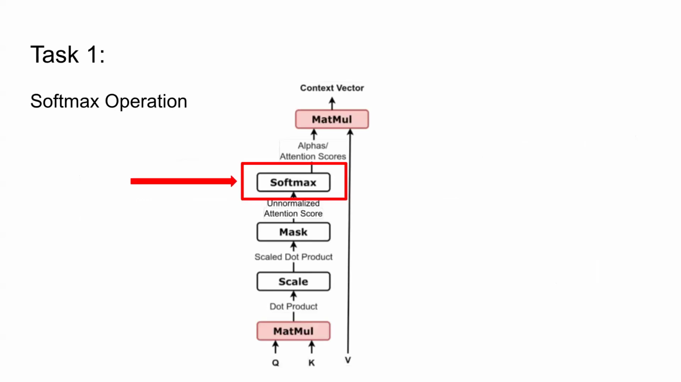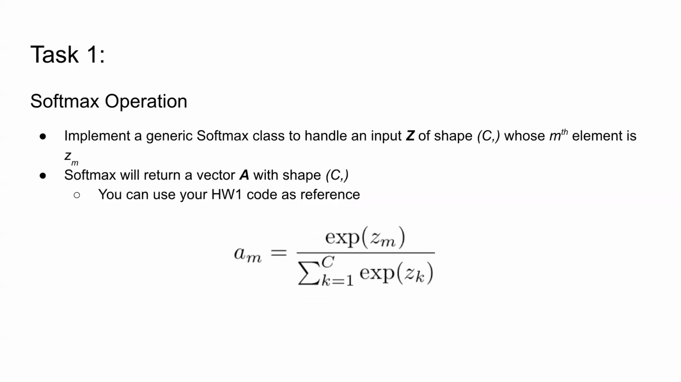And the next thing that we will be implementing is a softmax operation. And we have to implement this because this is part of the scale dot product attention process. And again, you might have implemented this in homework one part one. And only extension that you have to do is you have to handle arbitrary dimensions.